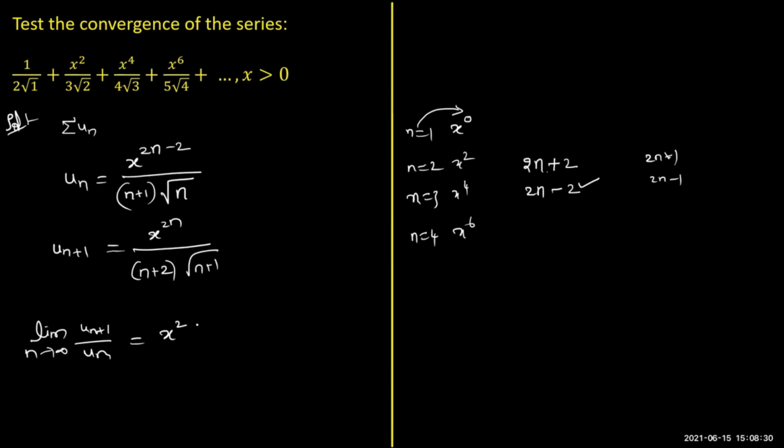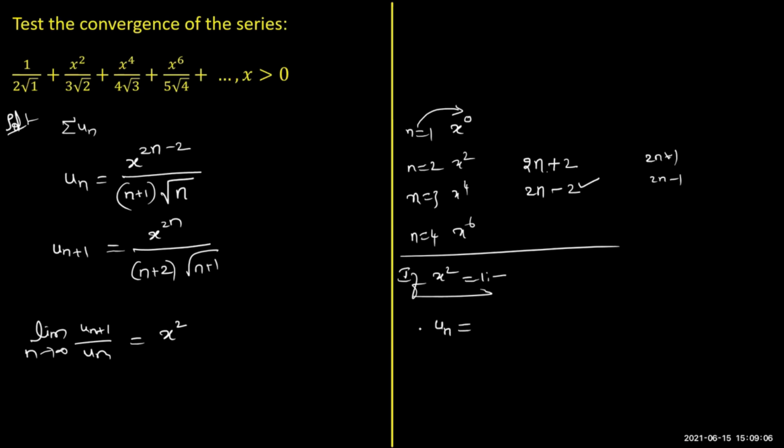Now see, when you get this limit as x square, we'll take 3 different cases. When x square is less than 1, we say directly the series is convergent. When x square is more than 1, we say the series is divergent. But when x square is equal to 1, by ratio test, we say convergence cannot be concluded. But we'll try to take that series again when x square is equal to 1. If x square is equal to 1, we'll rewrite the series again.